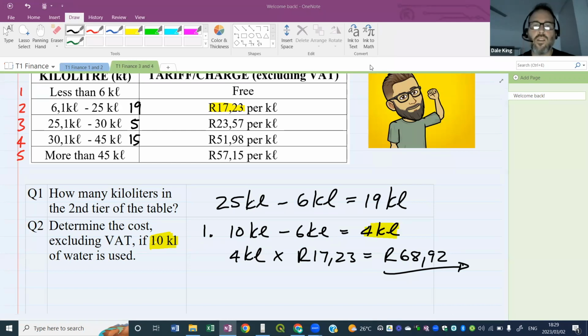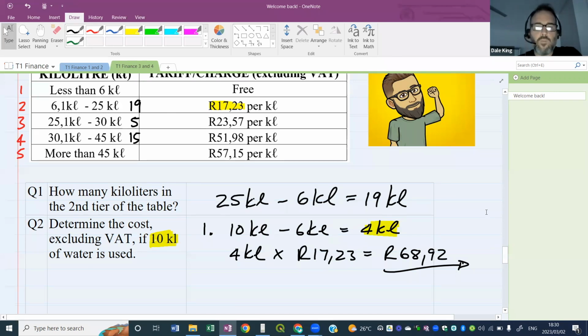All right. Yes, that's absolutely correct. So we use 10, we take off 6 that are free, we've got 4 left, and that's in the second interval, so we charge at 17.23, so about 68 Rand. All right, that's not too bad. I'm sure you guys are okay with that. Are there any questions, guys? You must raise your hand and talk to me if you have any questions. I'm going to move on to a more difficult one now.